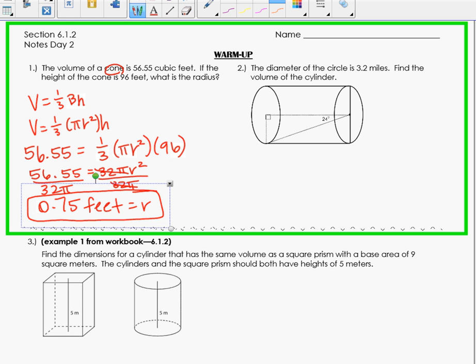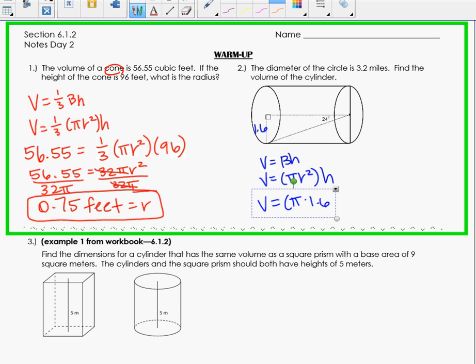Okay. Over here for number 2, it says the diameter of the circle is 3.2 miles. So that means you can chop that in half, and your radius is 1.6. You want to find the volume of the cylinder. So volume of the cylinder is area of the base times the height. Same thing, your base here is a circle, so it's pi r squared times the height.